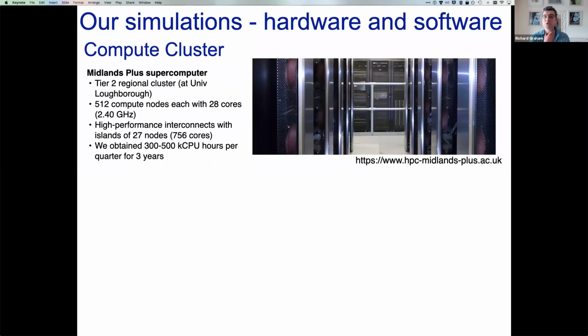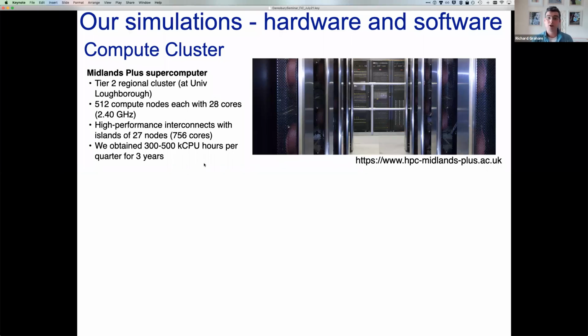Okay, so what hardware and software did we have access to? We used predominantly the Midlands Plus supercomputer, which is a tier 2 regional cluster, hosted at the University of Nottingham. So it's considerably bigger than the Nottingham in-house HPC, but is smaller than, say, Archer, which is a national facility. So there's some information about the technical side of this cluster. Each node had 28 cores, but we were running multi-node simulations.